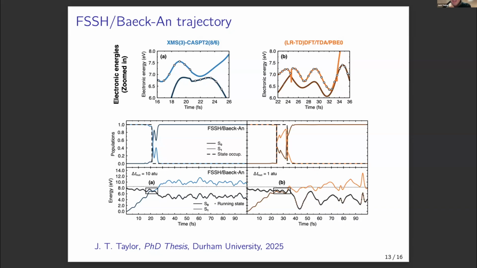In our TDDFT case, despite having this problematic sort of sharp cusp-like nature to the potential energy curve or surface, we do get a hop with Baeckan, but we actually get an immediate hop back up to S1 and then a hop a little bit later. So that looks a bit weird. Why are we getting a hop in this case?